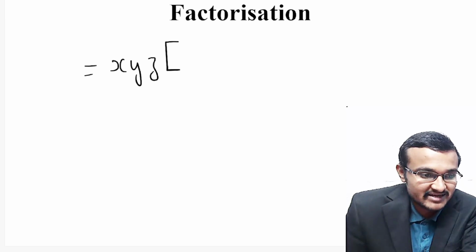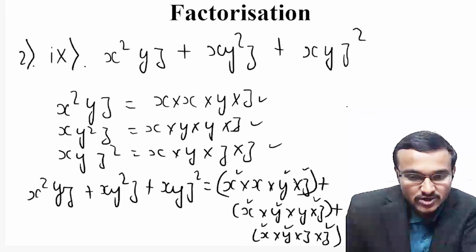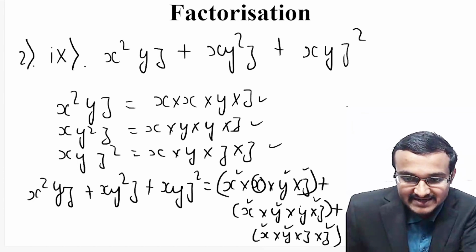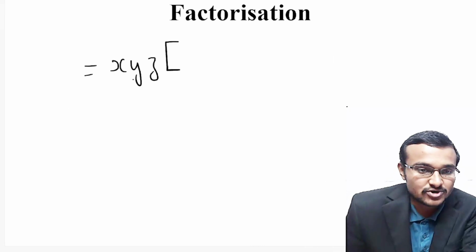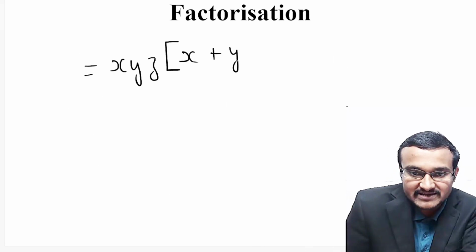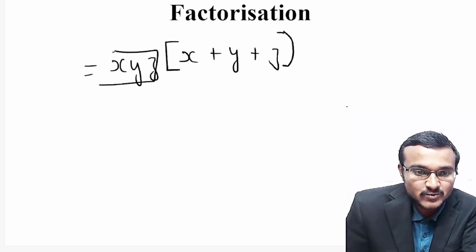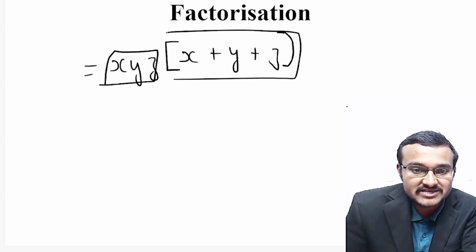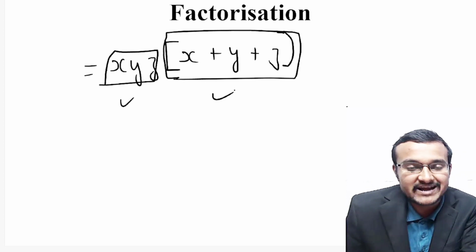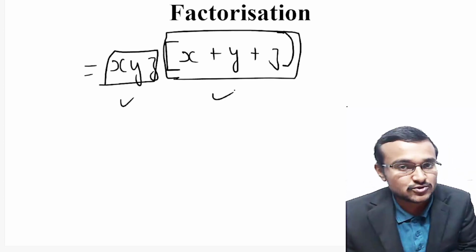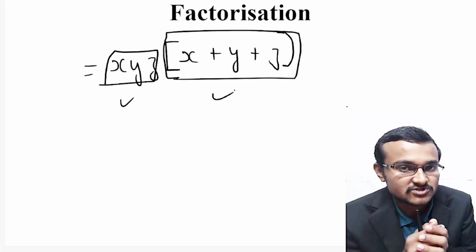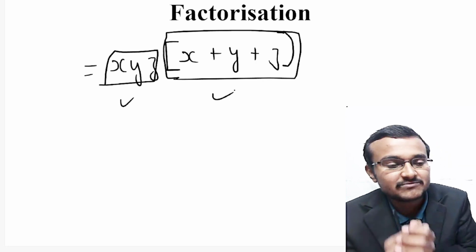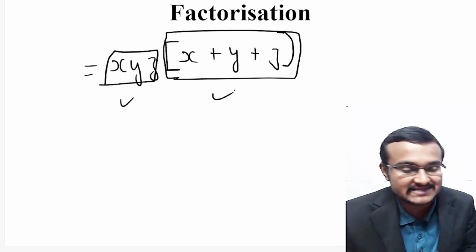So what will be remaining in the first term when you take x, y and z as common? x will be remaining. In the second term, y will be remaining. In this third term, z will be remaining. So that means x plus y plus z will be remaining. So one particular factor is xyz and the other factor is x plus y plus z. So these are the two factors of this particular ninth question. So xyz into x plus y plus z are the factors of this particular x square yz plus xy square z plus xyz square.